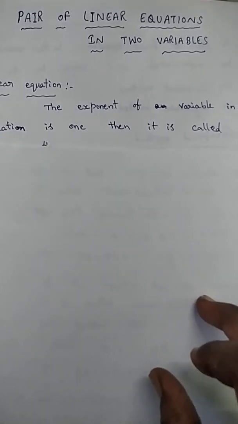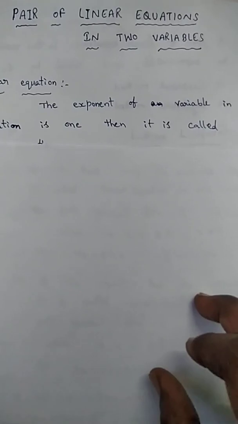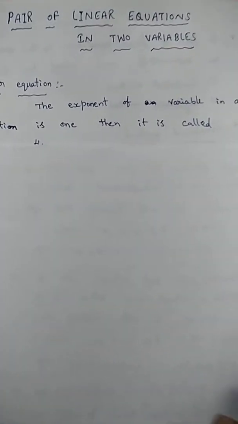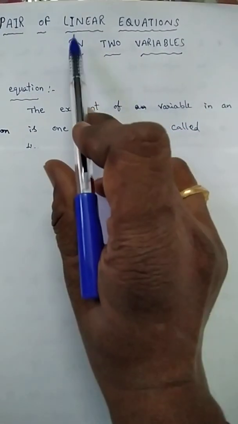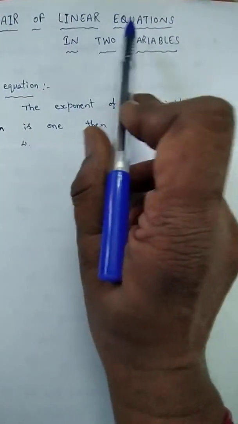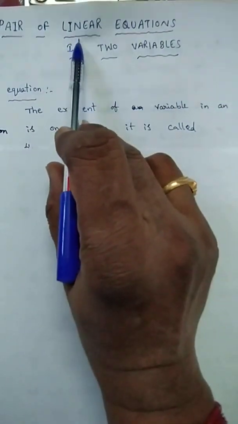Okay, students. So now the topic is pair of linear equations in two variables. This is a new chapter. Before that, we are discussing the linear polynomials. Linear polynomials. It is the linear equations. So these equations are formed from the linear polynomials.